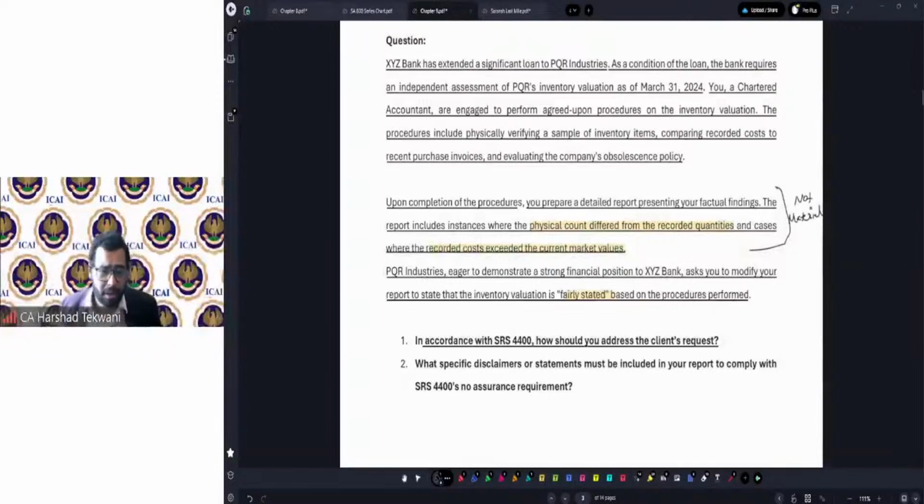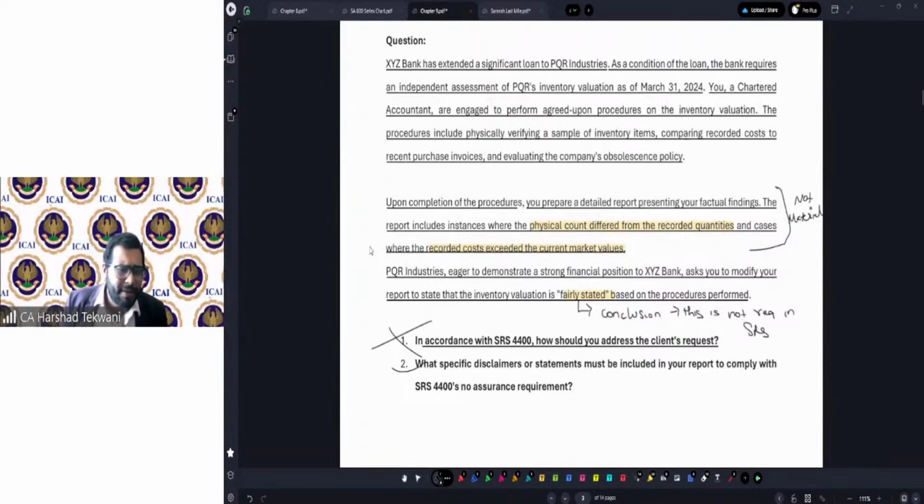That would mean I'm issuing an opinion. But in the report for the SRS, I need to list down the procedures that I have performed and the outcome of those procedures. I am not required to state whether they are fairly stated or not fairly stated. That is an opinion, a conclusion I would be giving, and I am not required to give a conclusion. This is not required in an SRS, otherwise it will not be an SRS. As a result, I cannot or should not entertain this particular request.